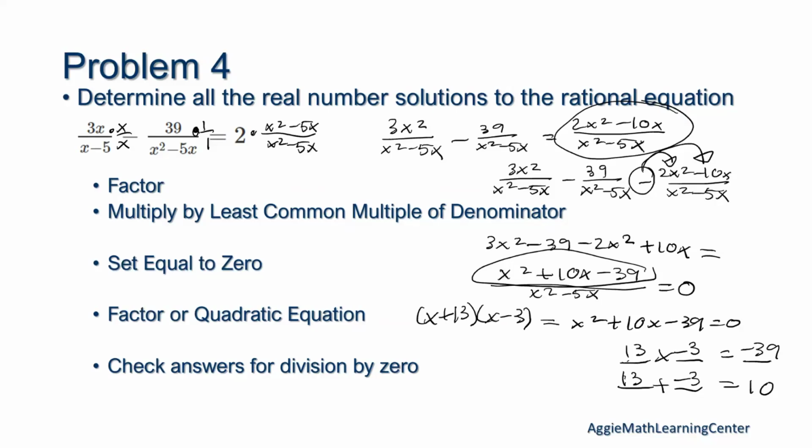Then we have x plus 13 is equal to 0, so x equals negative 13. And then we have x minus 3 is equal to 0, so x is equal to 3. These are going to be our roots. Any questions on this?